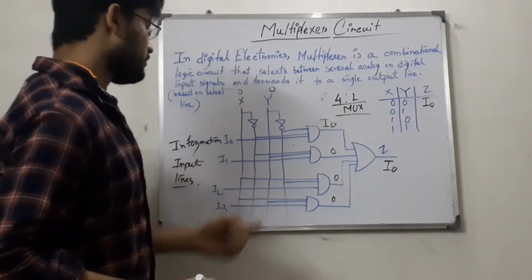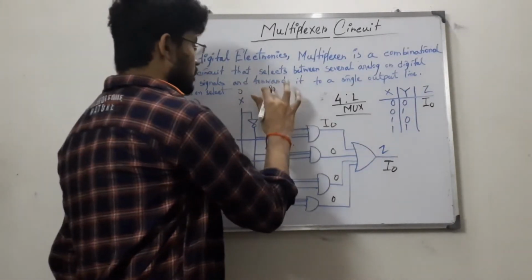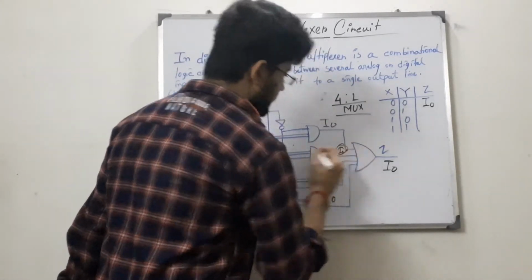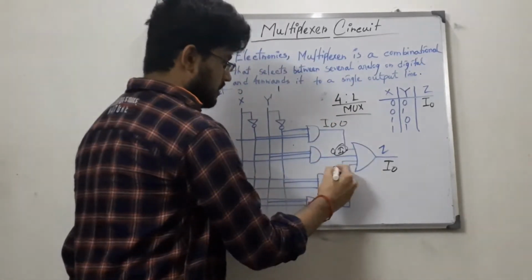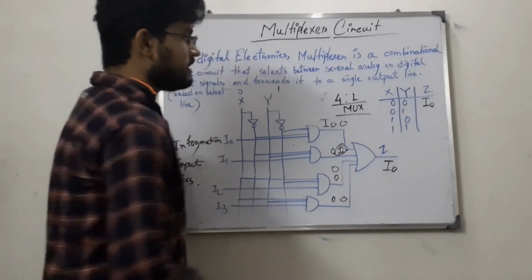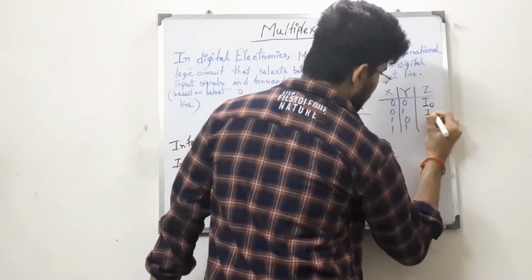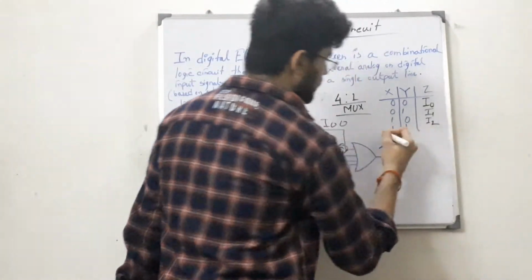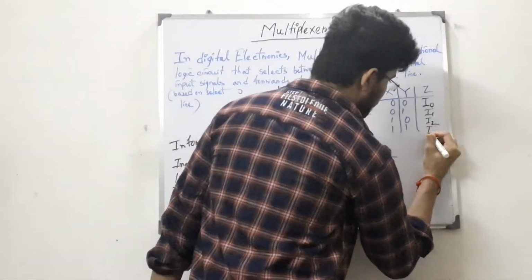Similarly, for the second combination, x equal to 0 and y equal to 1, the I1 pin is active. Only I1 output we get, and all the rest of the outputs are 0. So we only get I1 as the final output. Similarly, from 1 0 we get output as I2, and from 1 1 we get output as I3.